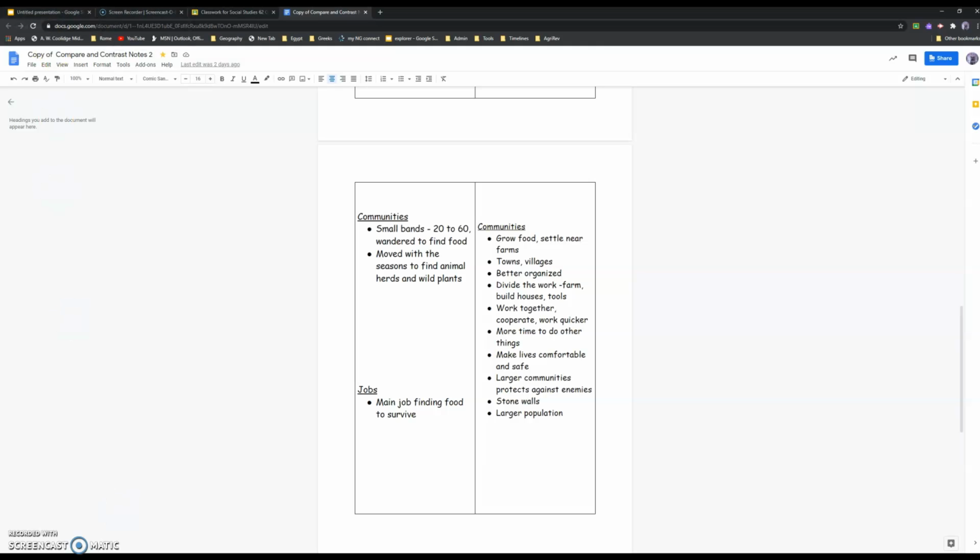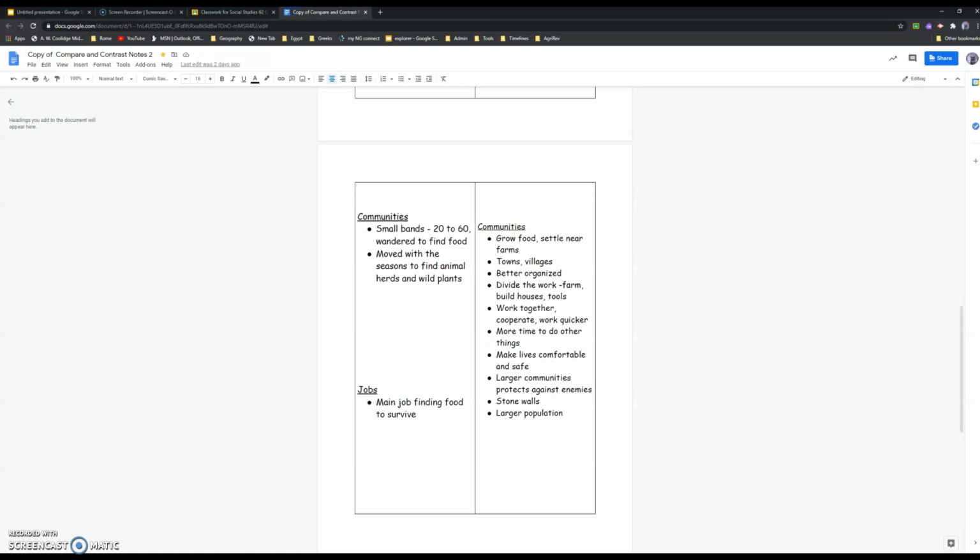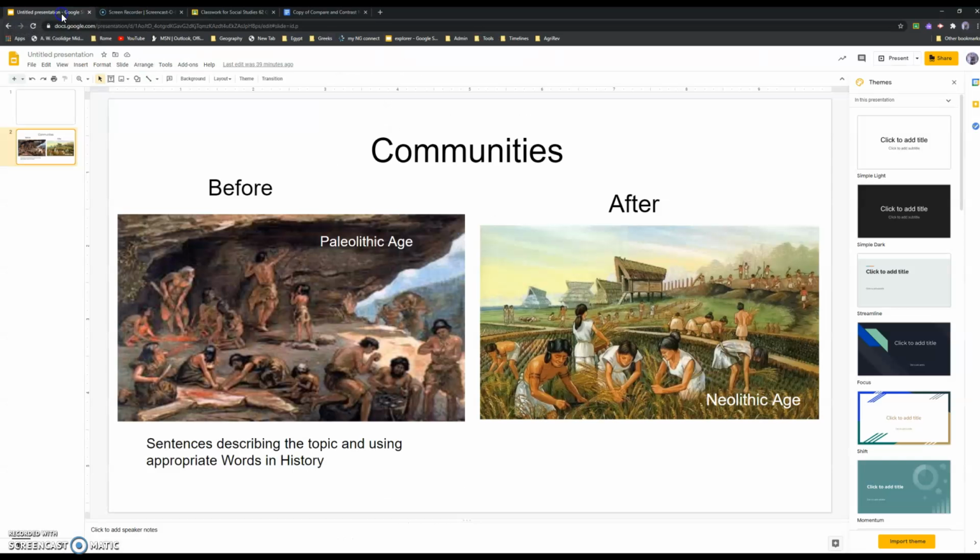Now, one thing the rubric doesn't say is you must have a picture for each age on each topic. So at least 2 pictures. You could have more if you wish. At least 2 pictures for each slide, 1 for each age.